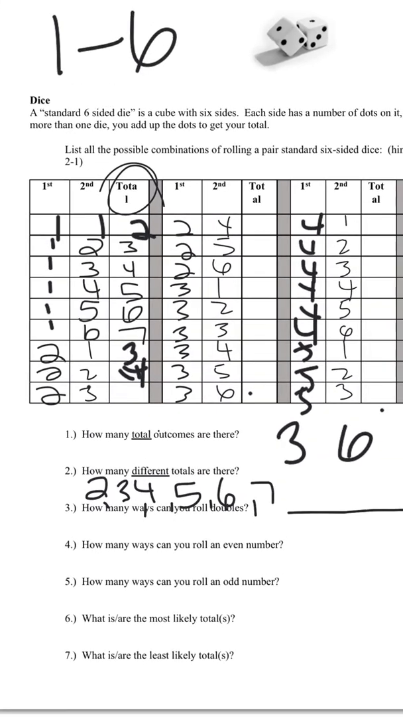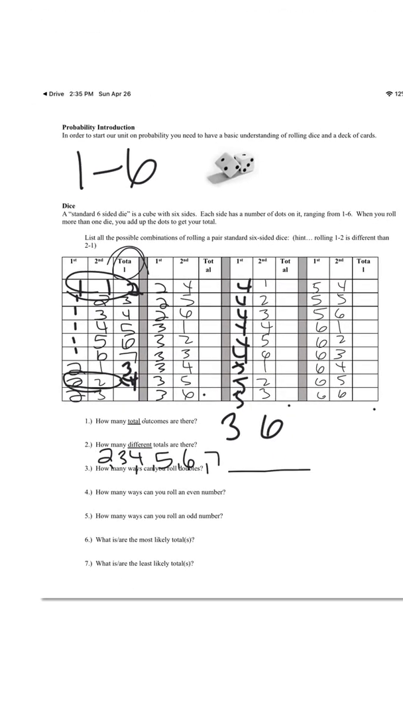How many times can you roll doubles? What does doubles mean? You get the same number twice. So 1, 1, 2, 2. Go through all of them and tell me.